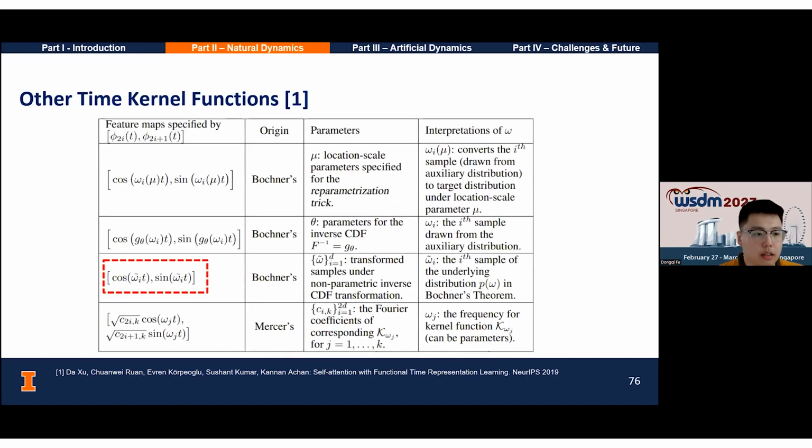Are there any other forms of time kernel functions we can use in the time self-attention mechanism for temporal graph neural networks? The answer is also yes. In this paper, we have listed several time kernel functions, and the third one is used for TGAT, and the others are going to be explored in future directions.